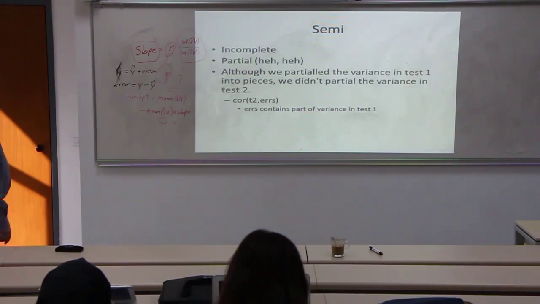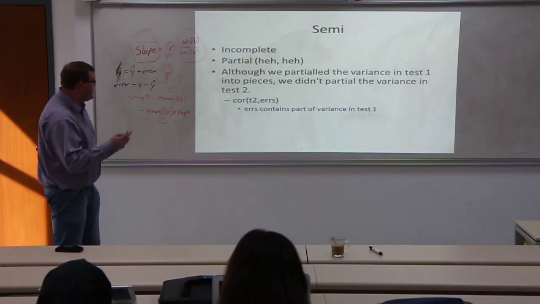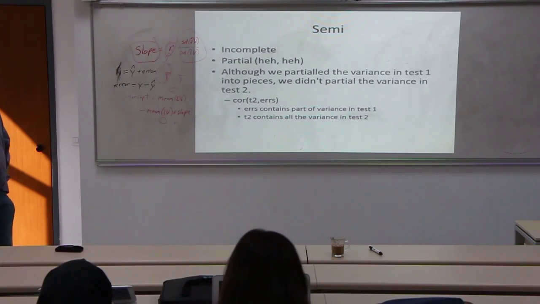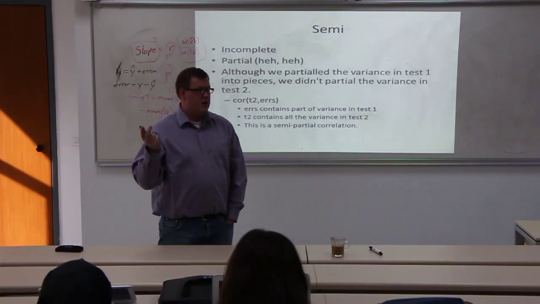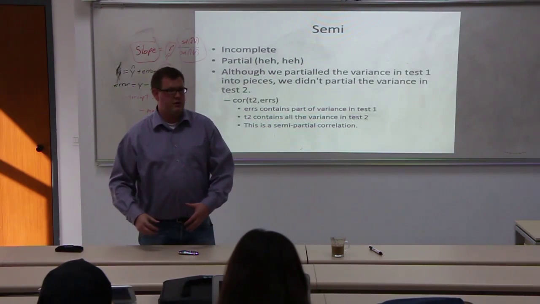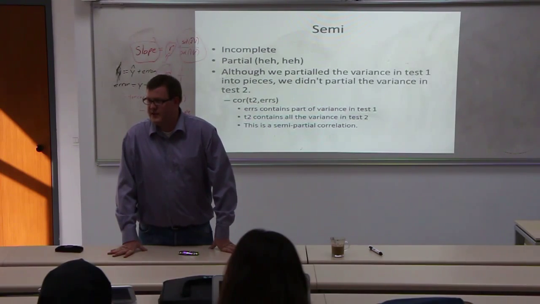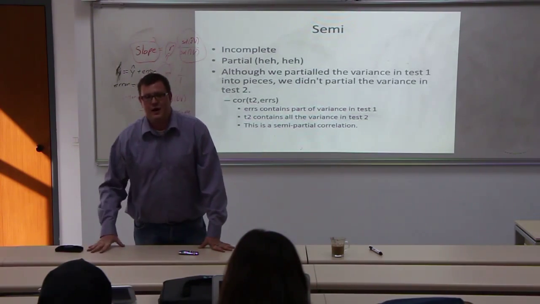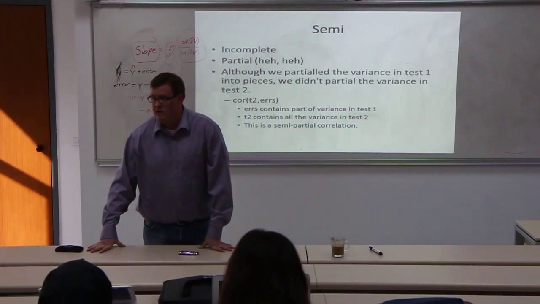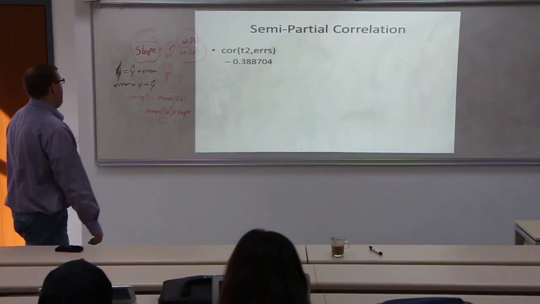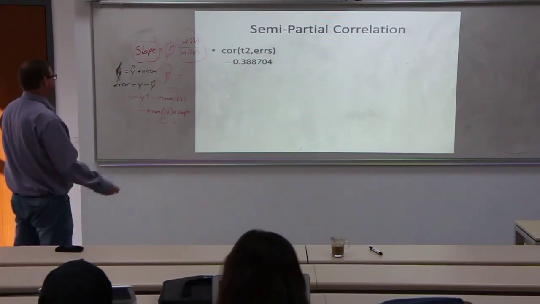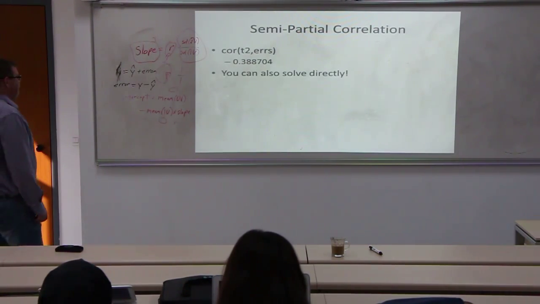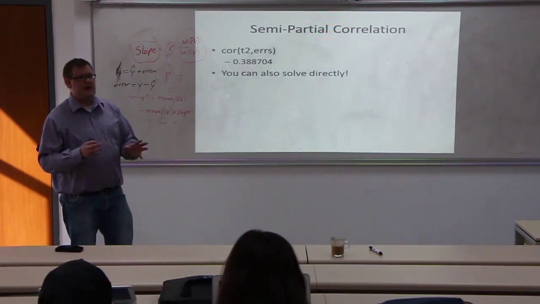So that was the part that contained the variations in test 1, and then T2 contained all of the variance in test 2. So by only taking out the variance in homework from one thing, we only partially partialed out the variance in homework. Does that make sense? So we took it out of one, we didn't take it out of the other. We only took it out of part of all of the variance. All right, so semi-partial correlation. This is what we found, 0.388, that was like 2 slides ago. You can solve this directly. You don't have to go through all these steps.